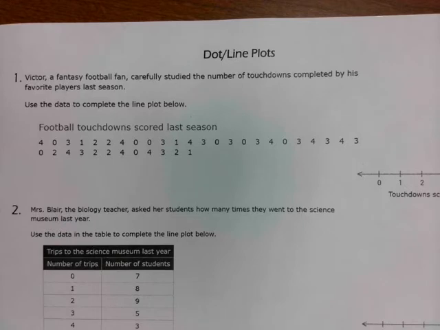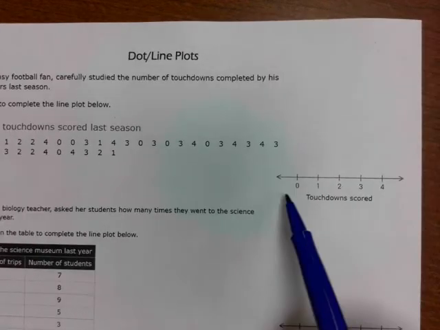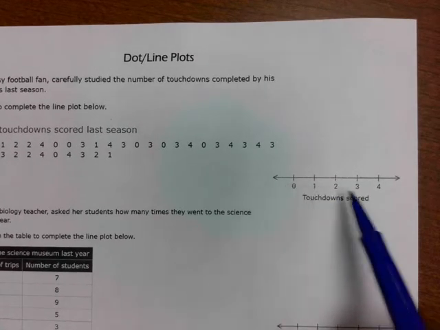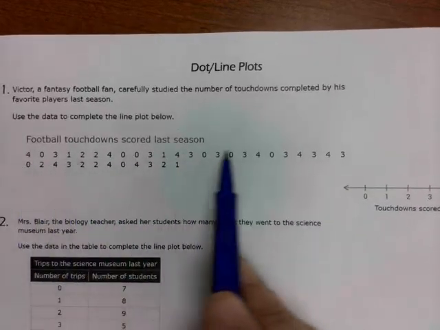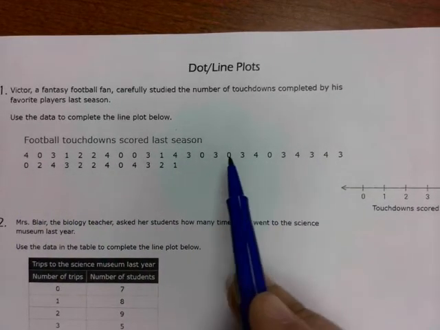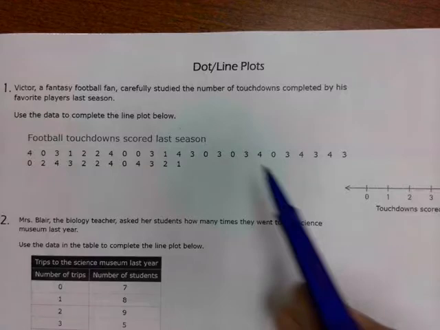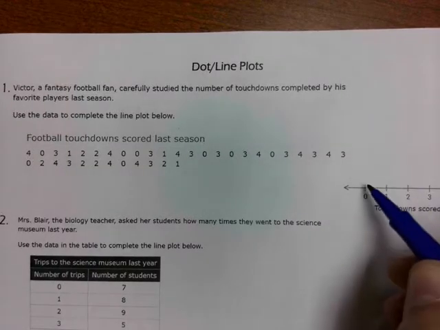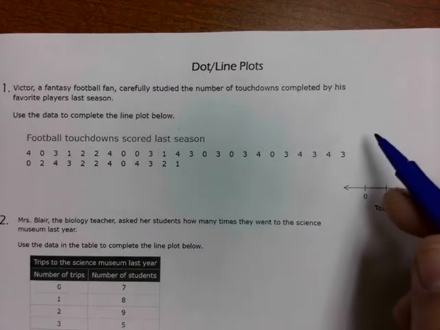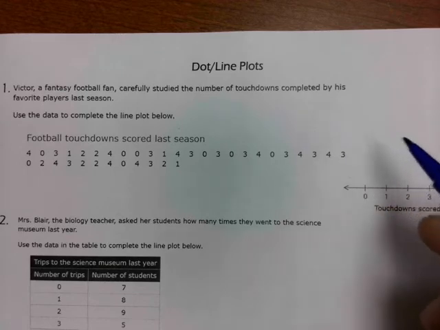All right, number 1, it says, Victor, a fantasy football fan, carefully studied the number of touchdowns completed by his favorite player each last season. Use the data to complete the line plot. So you notice our number line over here has the values 0 through 4. So all these values are between 0 and 4. All we're going to do is count how many of each number we have, and we can either put a dot, we can put an X, you could put anything you really wanted to. I'm going to put dots.